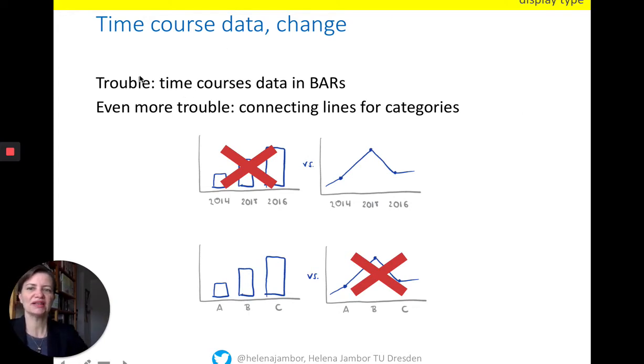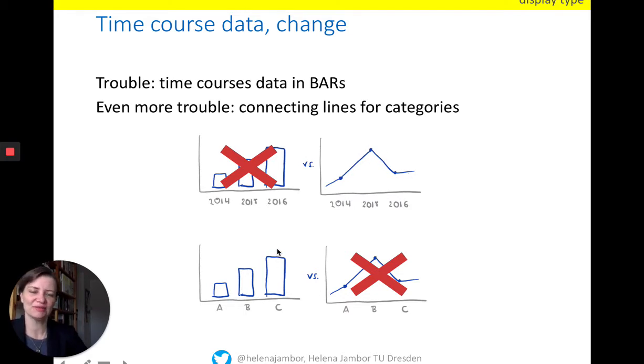You always end up having trouble if you use bar charts for time course data, because basically what you then end up doing is fitting data into artificial bins or categories. So 2014 becomes a single point, 2015 becomes a single point, and 2016 becomes a single point, while what we usually want to communicate with time course data is the change and the rate of change over time, which is much more visible if you have a line.